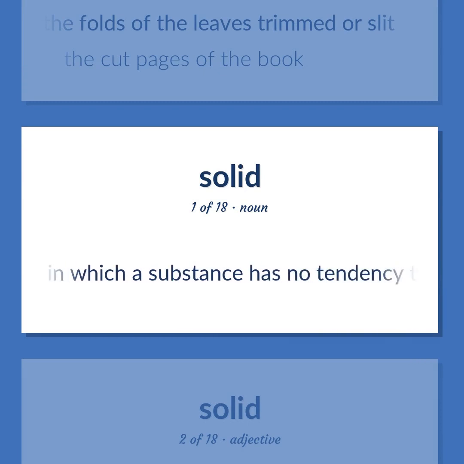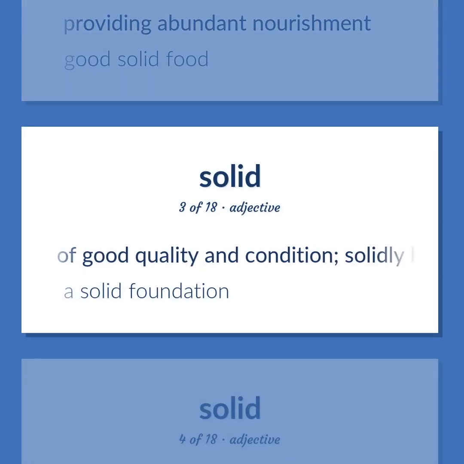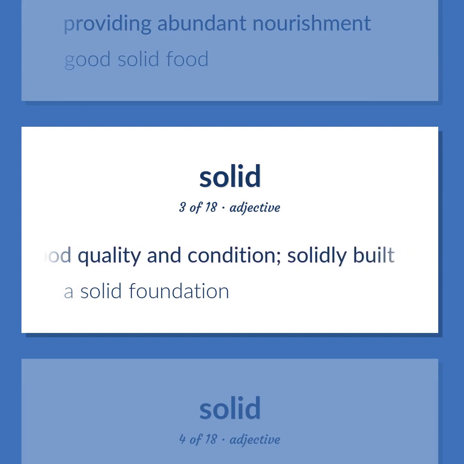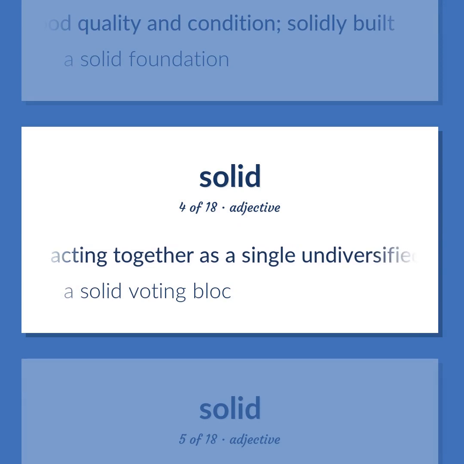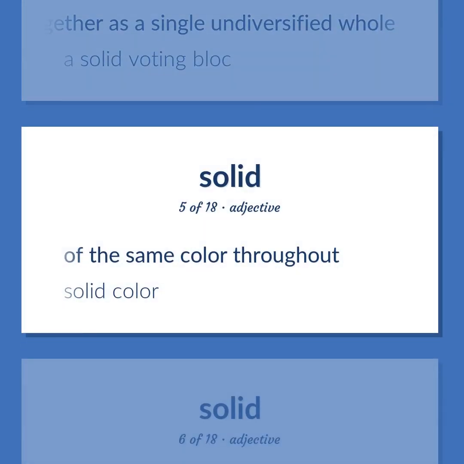Solid. The state in which a substance has no tendency to flow under moderate stress, resists forces, such as compression, that tend to deform it, and retains a definite size and shape. Providing abundant nourishment. Good solid food. Of good quality and condition, solidly built. A solid foundation. Acting together as a single undiversified whole. A solid voting block. Of the same color throughout. Solid color.